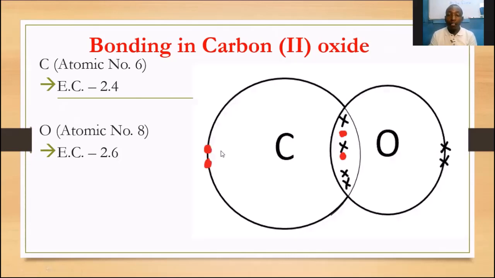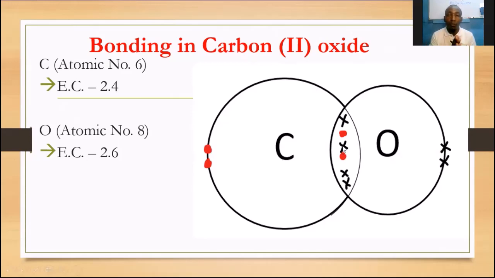Now, the red dots there represent the electrons for carbon. Yes, carbon has 1, 2, 3, 4. And oxygen has 6 of them. Now, what exactly will happen? A carbon atom will contribute 2 electrons to be shared by 2 from oxygen, 1 for each. You can see there. So there will be formation of ordinary covalent bond.